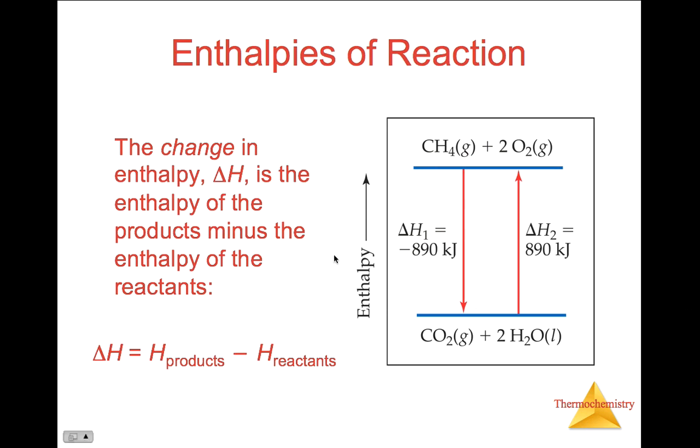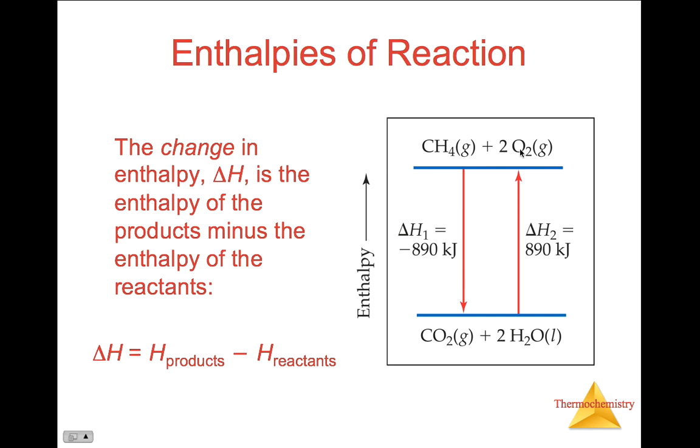And you can see here on this enthalpy diagram, heat energy at constant pressure increases as we go from CO2 and H2O to CH4 and O2. Notice we would have to add 890 kilojoules of energy to cause this process to occur. That would be an endothermic process because we'd have to add energy to make that happen.